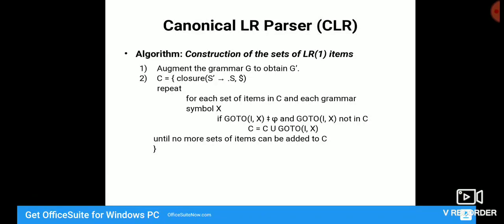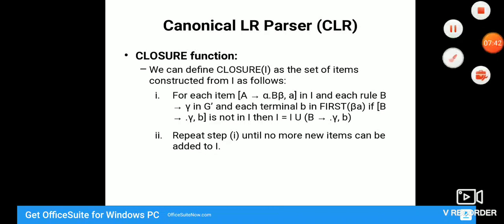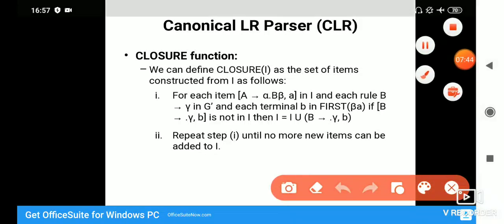So majorly we have to do two things. One is to find the closure and another is to find the goto. Now here there is a bit difference than the closure function that we did in SLR parser. Objective and idea is same, but because of the second component that is present in LR1 item, that look ahead symbol, there is a bit difference.